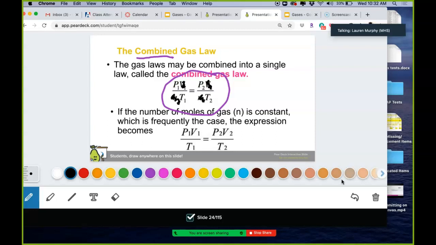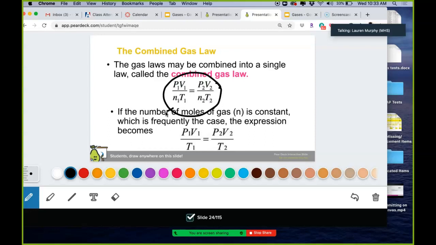There's Gay-Lussac's law, okay? If they don't give you moles or volume, there's the relationship between pressure and temperature. If they don't give you moles or temperature, there's the relationship between pressure and volume. That's Boyle's law, okay? If they don't give you pressure or moles, here's Charles' law. This is the relationship between volume and temperature. If they don't give you pressure or temperature, here's Avogadro's law, volume and moles. Again, as long as you know this one, you know all of the other ones. You just ignore the other ones.